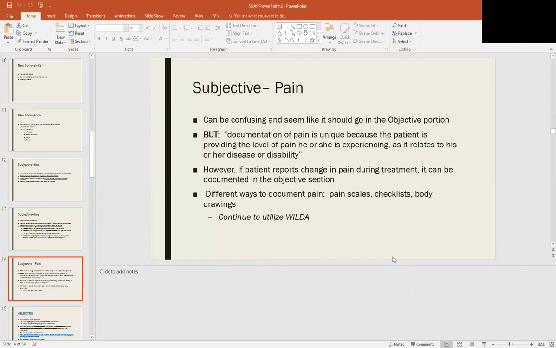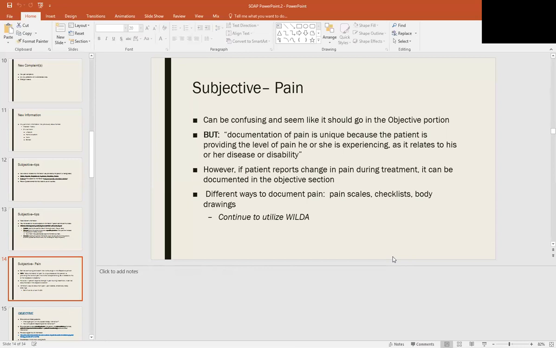All right, in the subjective portion, you will document about pain. And this is confusing because it seems like pain should go in the objective portion on your note. However, on the second bullet point, you're going to see documentation of pain is unique because the patient is providing the level of pain he or she is experiencing as it relates to his or her disease or disability. So pain is subjective information coming from the patient. So you will document that in the subjective portion of a note, especially as they first come into treatment.